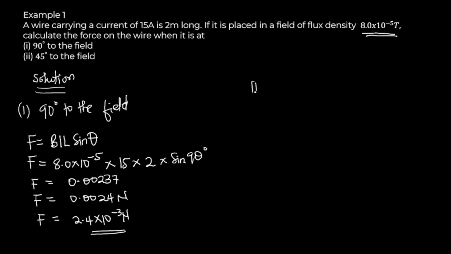Now let's calculate the force present in the wire when the angle is no longer 90 but rather 45 degrees. So we have part (ii): 45 degrees to the field.